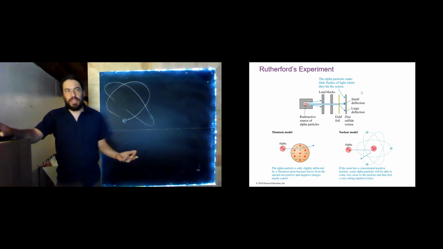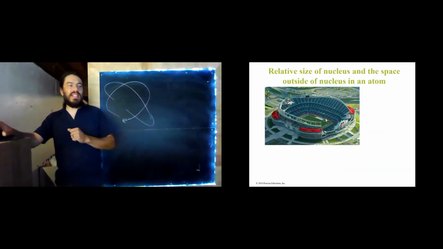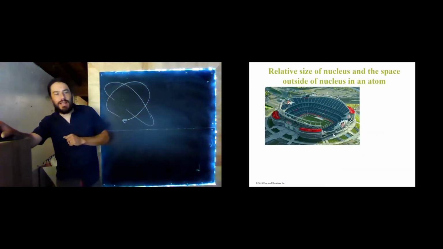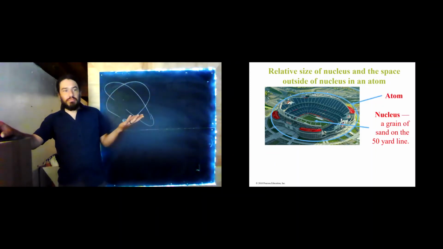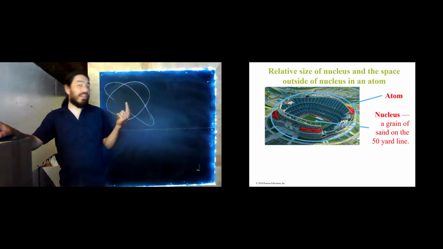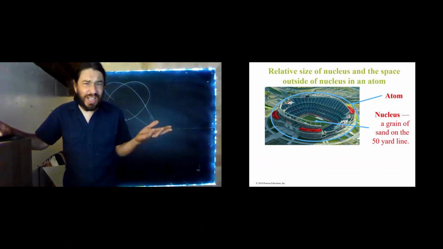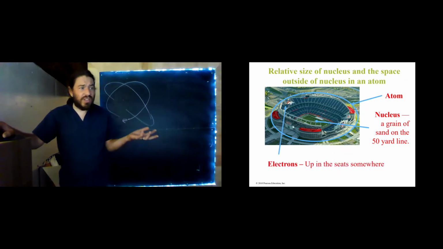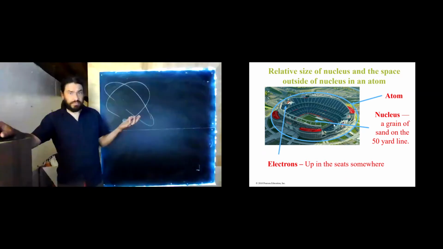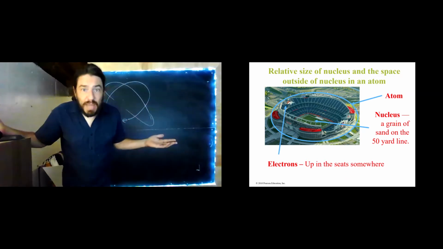So if we want to try and wrap our brain around the structure of an atom and what Rutherford discovered here, let's use an analogy. So here's a picture of Mile High Stadium. Let's imagine that Mile High Stadium is an atom. Well, okay. Then the nucleus would be like a grain of sand on the 50-yard line. I mean, it's just so tiny. It takes up basically no space of the atom. And the electrons are out here in the seats somewhere. What's the rest? Empty space.